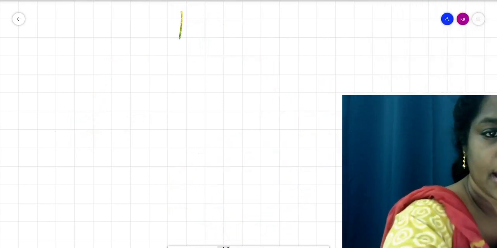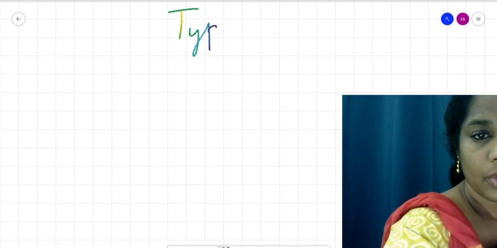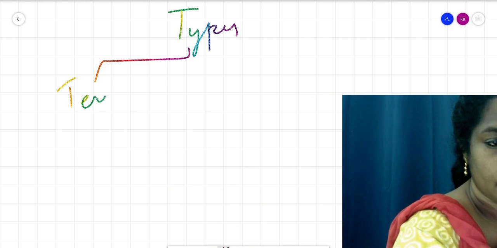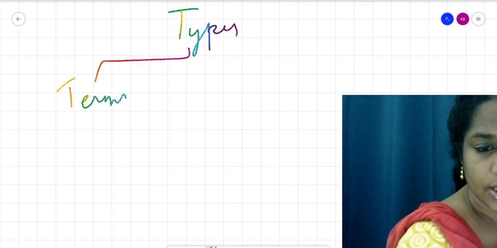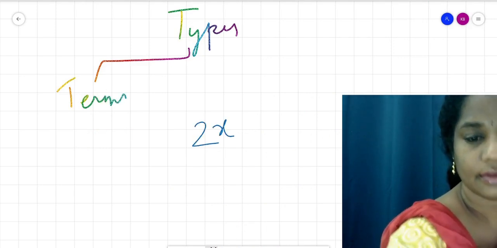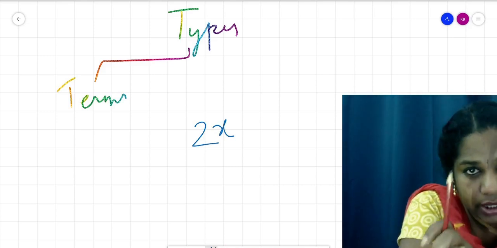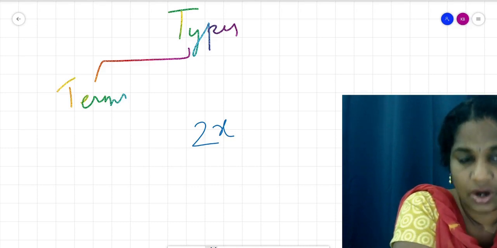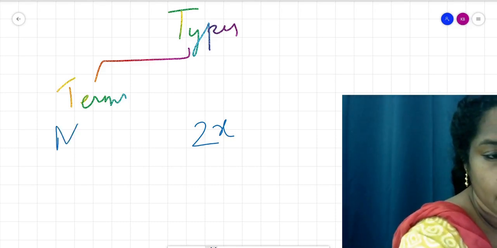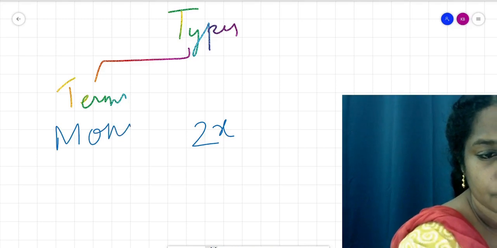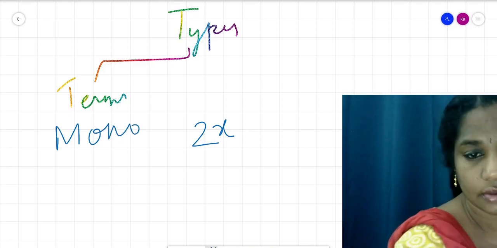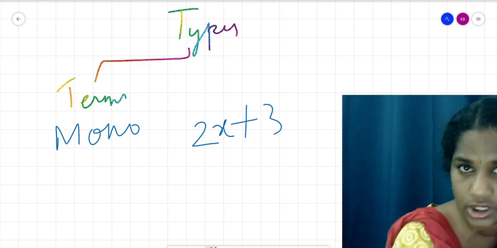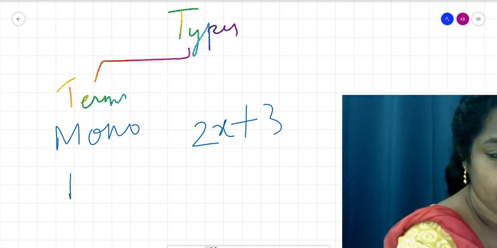So now let us see, based on terms, how do we classify it? Now this is 2x. How many terms? One term. It is a polynomial, but what is it called? It is called a monomial. Mono. One term. Monomial. 2x plus 3. What is it? 2 terms. Binomial. Clear?